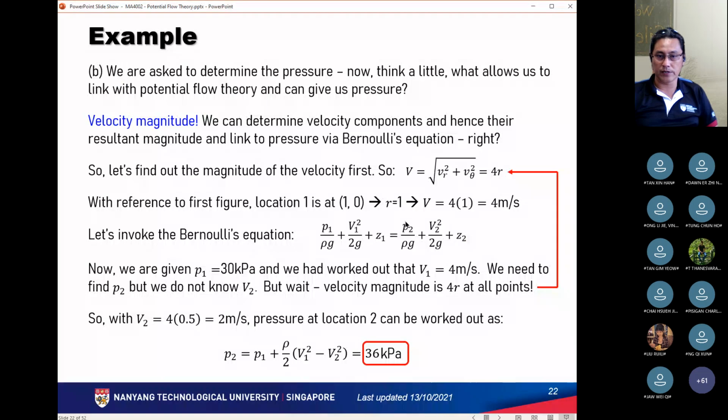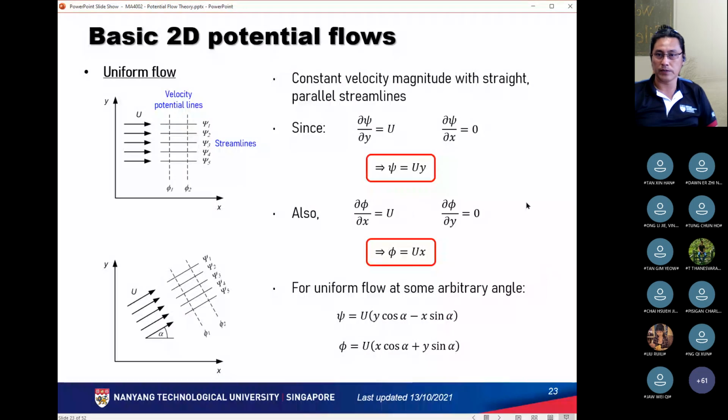Now let's move on to something which is very, very close to the heart of potential flow. In this case, we're talking about basic 2D potential flow entities. Just to recap, we've basically proved early on that stream functions and velocity potential functions of potential flow entities are basically linear.